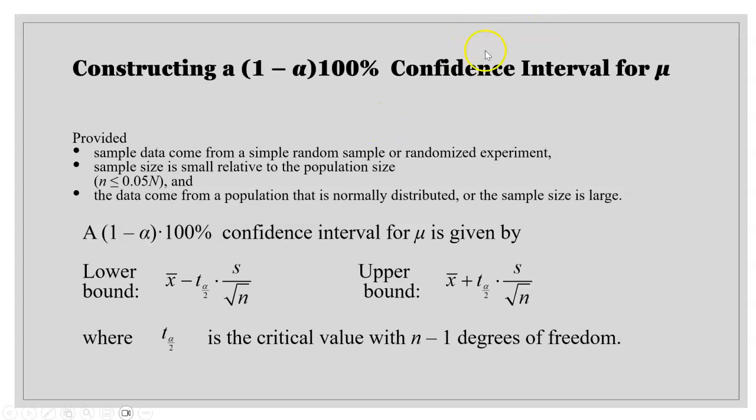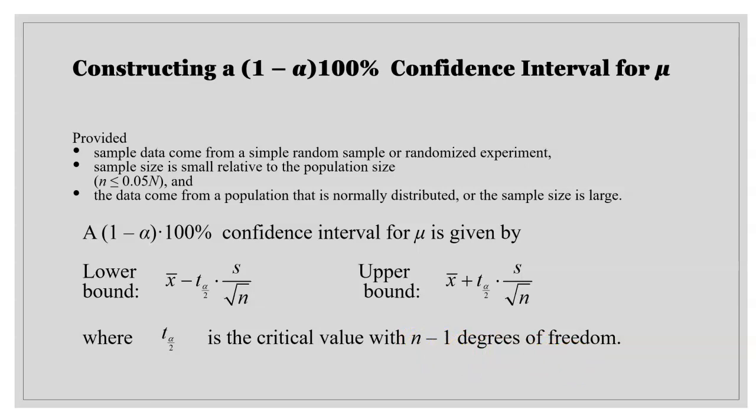If those three things are met, then you can construct a confidence interval using these formulas. So your lower bound is found by doing the sample mean minus the critical t-value times the sample standard deviation divided by the square root of n, and the upper bound is the sample mean plus the critical t-value times the sample standard deviation divided by the square root of n. All right, so t of alpha over 2 is the critical value with n minus 1 degrees of freedom.